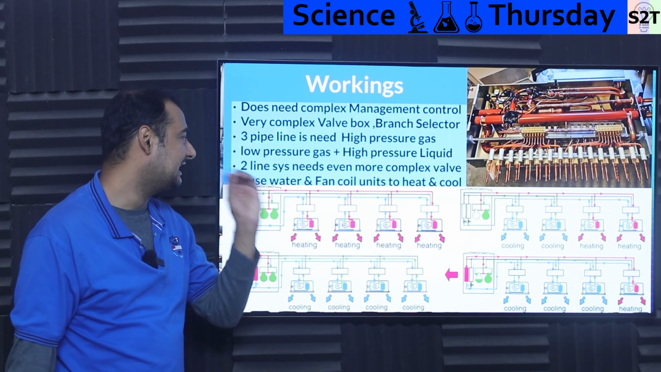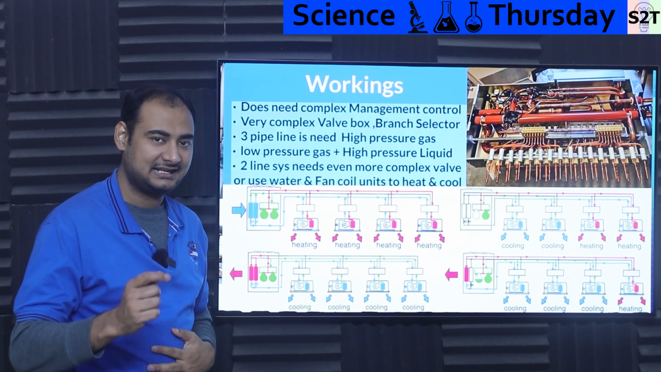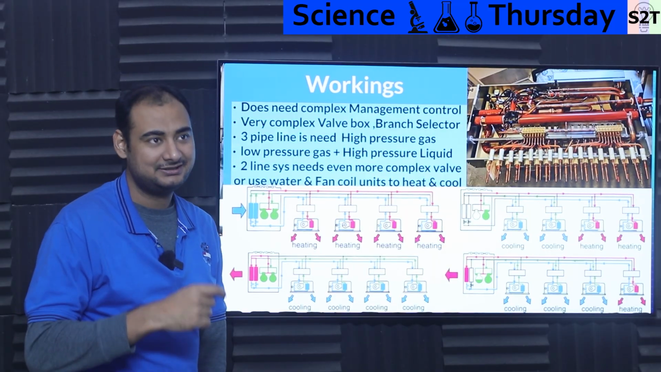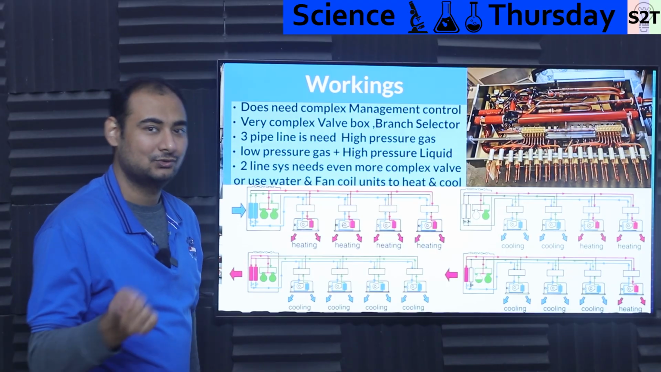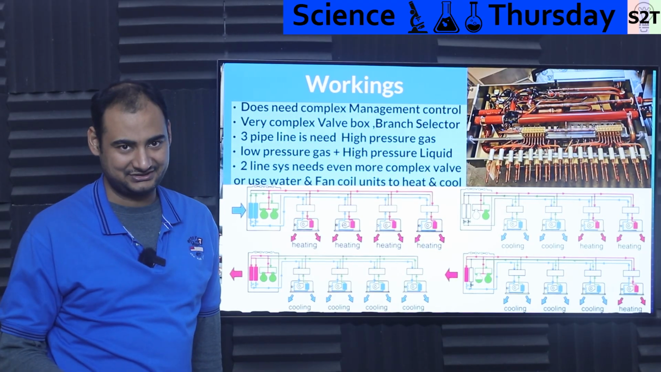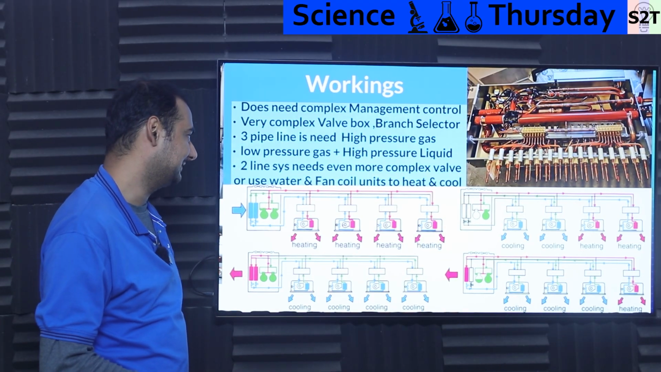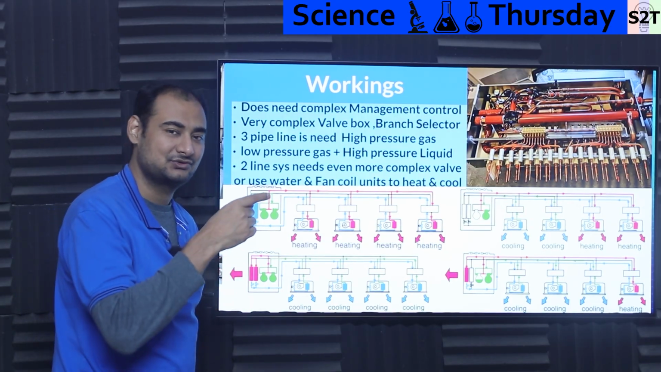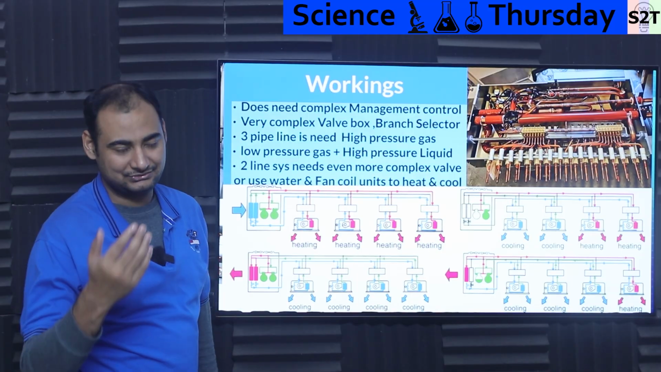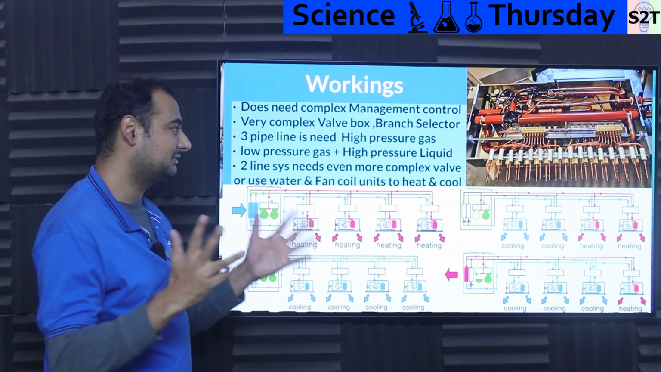Well, first pipeline is high pressure gas. This gas is supposed to go to the condenser to dump heat. Then you have low pressure gas. This is supposed to go to the compressor to become high pressure gas, so to say. And then you have high pressure liquid. This you're supposed to send to the evaporator so you can get cooling. So this is what you understand.